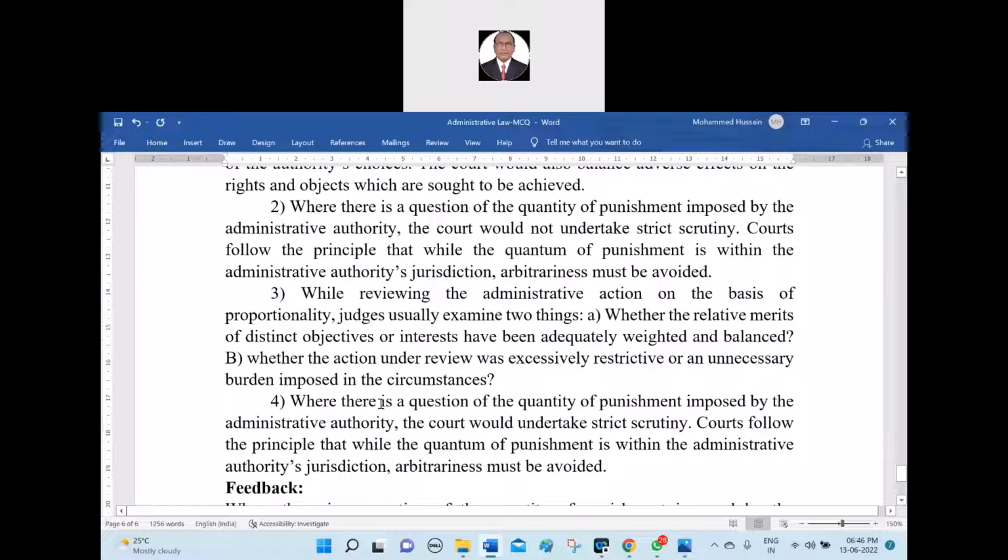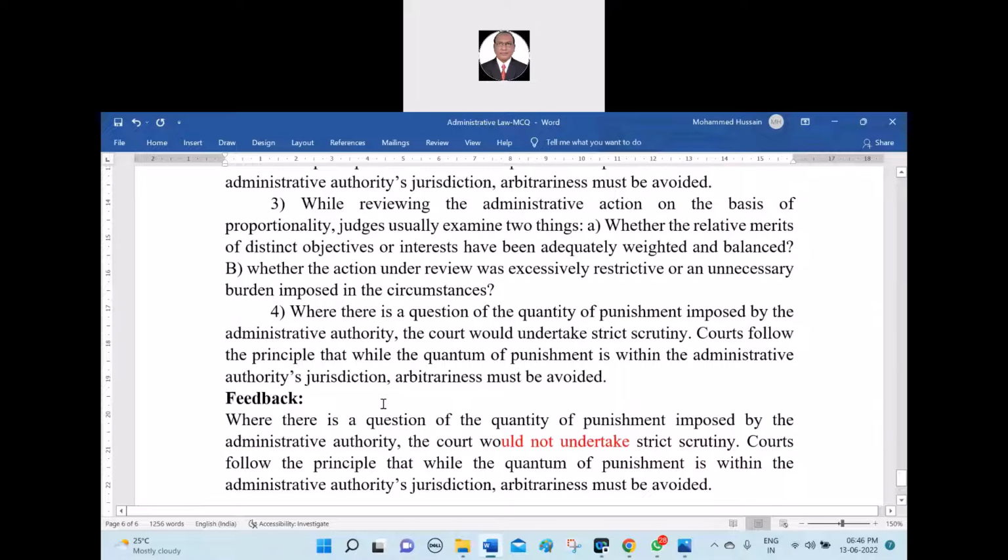It is a tough question because we do have the broad knowledge on it so that we can make it out. Number 2, sir. Here feedback I have given. Where there is a question of the quantity of the punishment imposed by the administrative authority, the court would not undertake. But here I wrote would undertake.